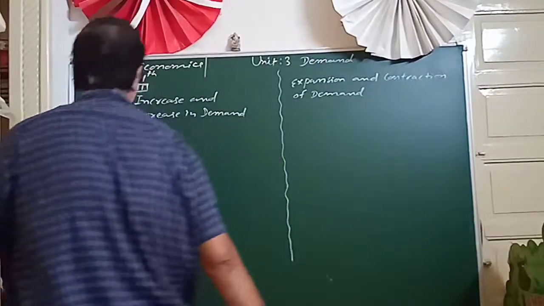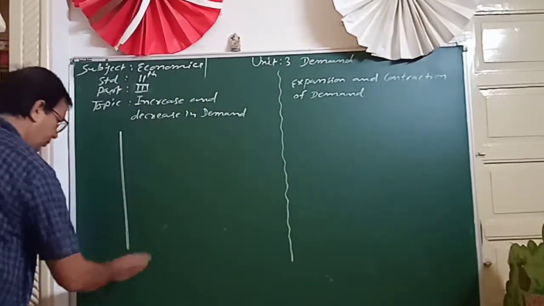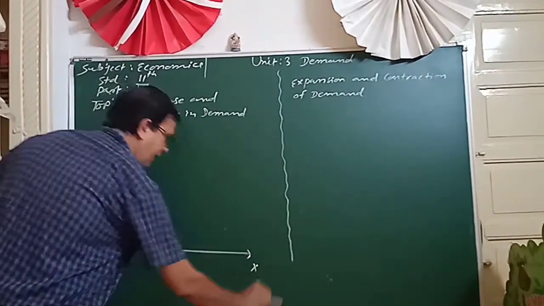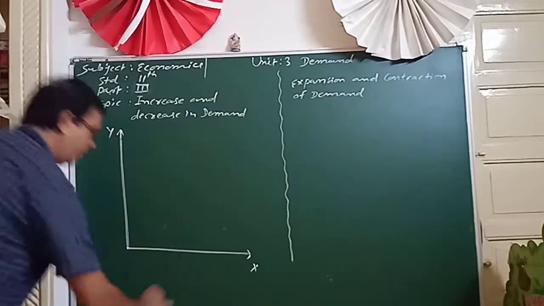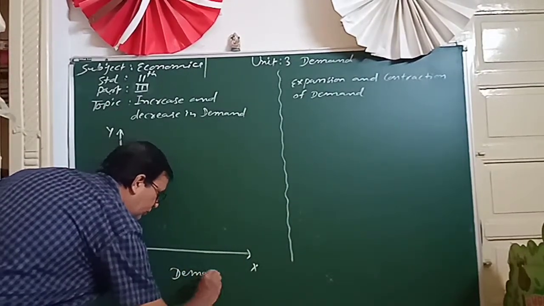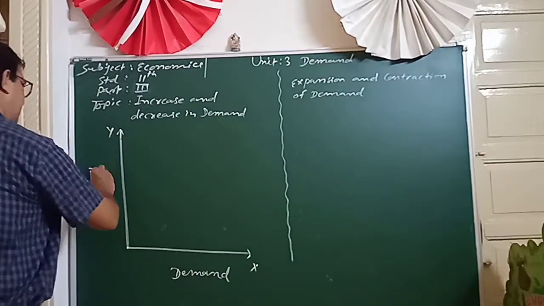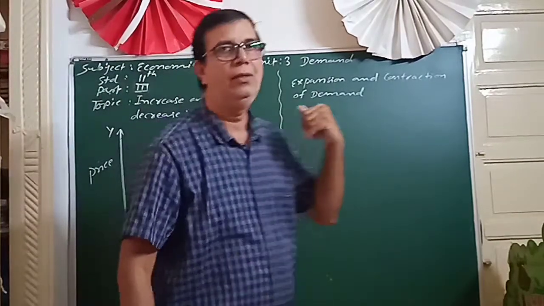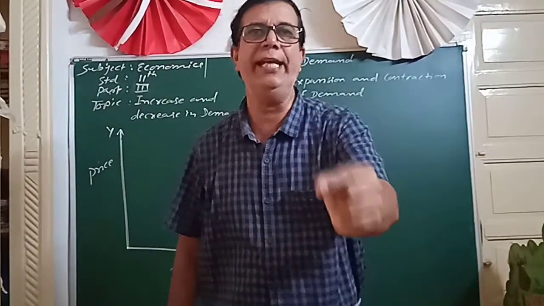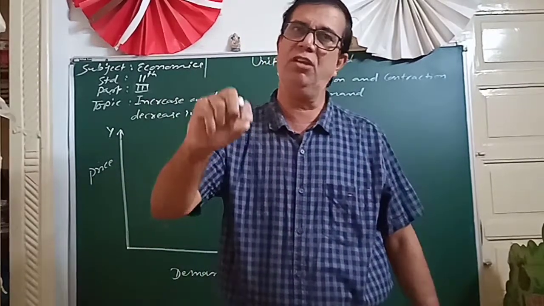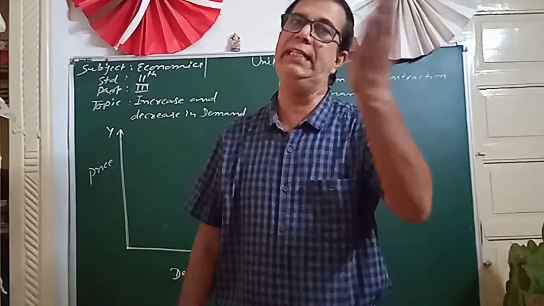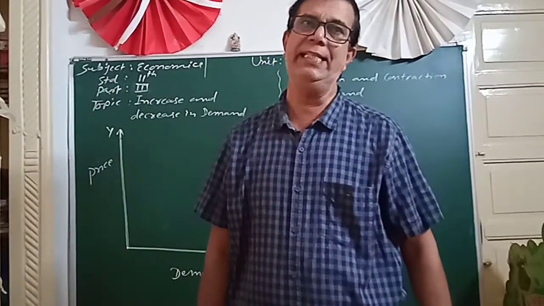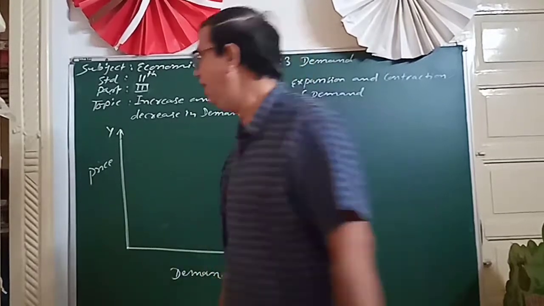Now we see by the diagram. This is the x-axis and this is the y-axis. Here is the demand and here is the price. What is increase and decrease in demand? When price remains constant and because of other factors there is a change in demand, that is known as increase and decrease in demand.